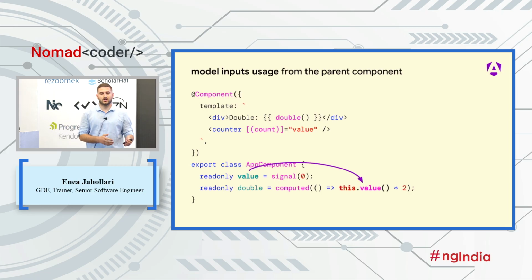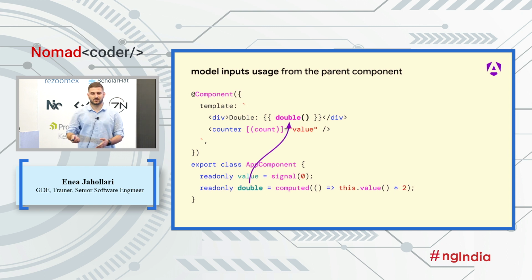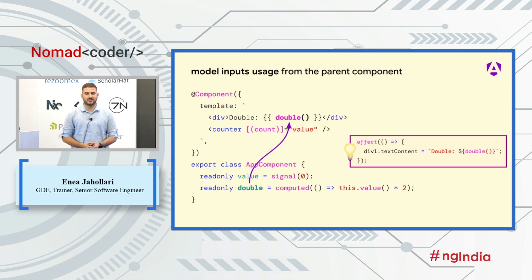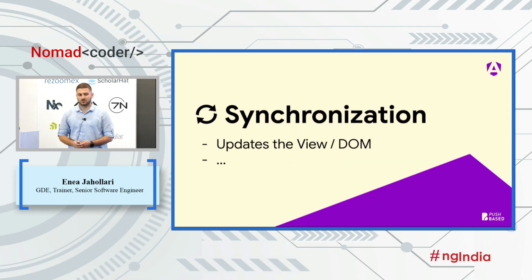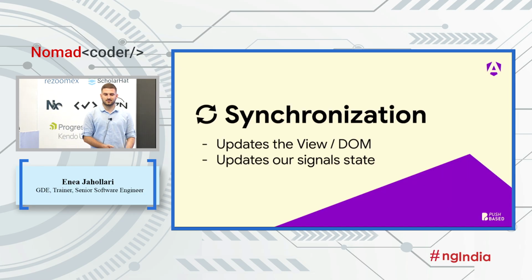And of course, value now is a dependency also for double. And double is part of the template. And when counter changes the value, double also has to recompute. And when double recomputes means a new value. And that new value means, hey, we have an effect. And that effect needs to update the DOM. So it still synchronizes everything without us having to care to synchronize state or values. So not just updates the view on DOM, but also updates our signal state.